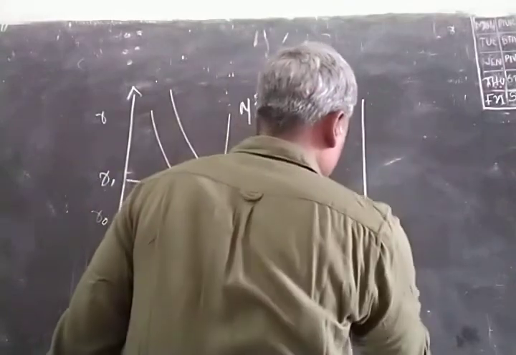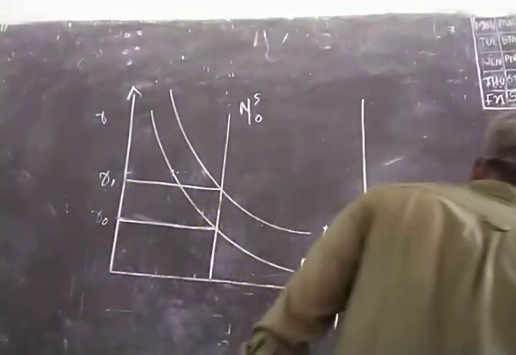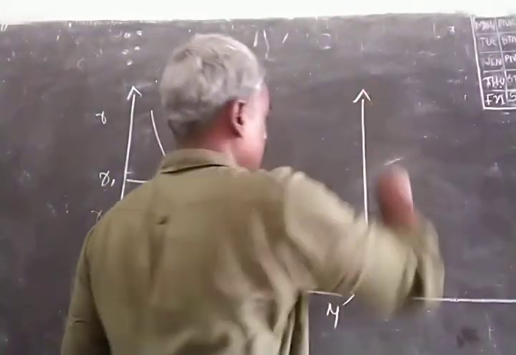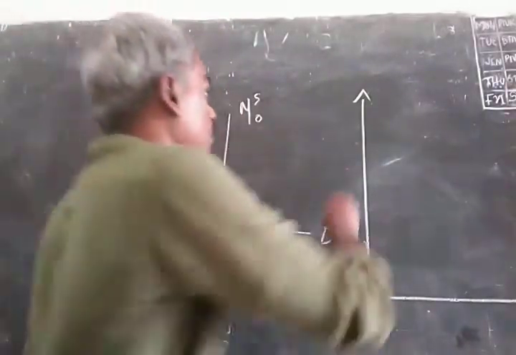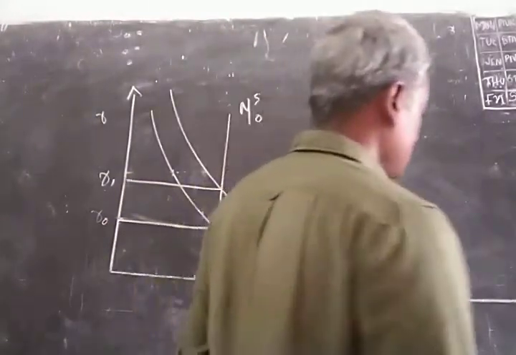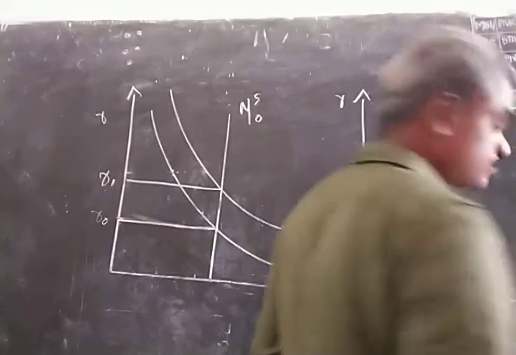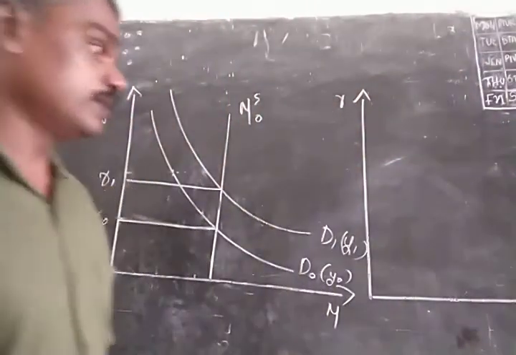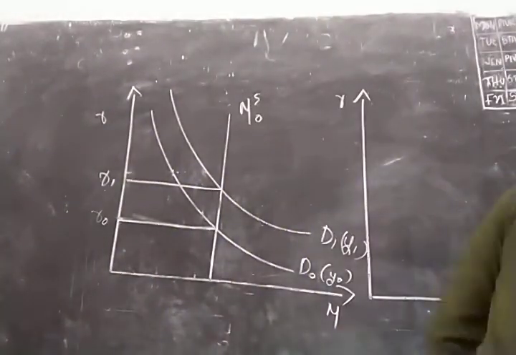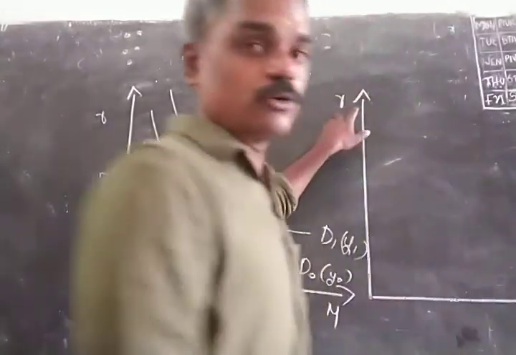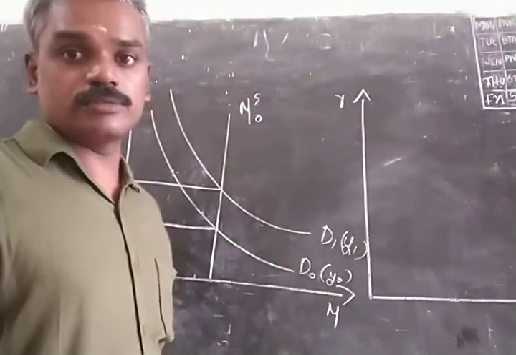Now from this information we can safely derive the LM curve. On the y-axis we have the rate of interest, and on the x-axis we have quantity of money. Sorry, income. On the y-axis we have the rate of interest, and on the x-axis we have income.